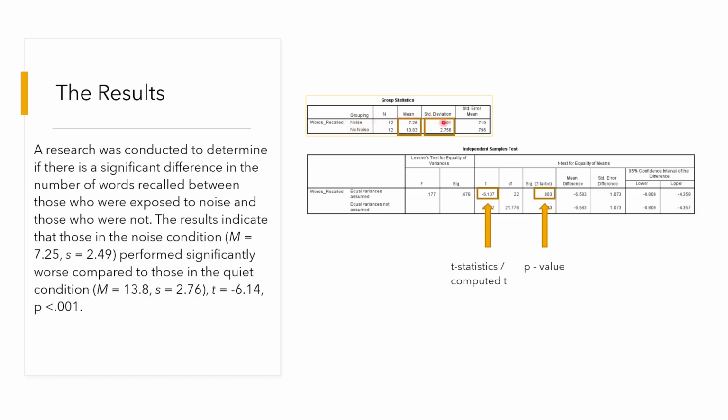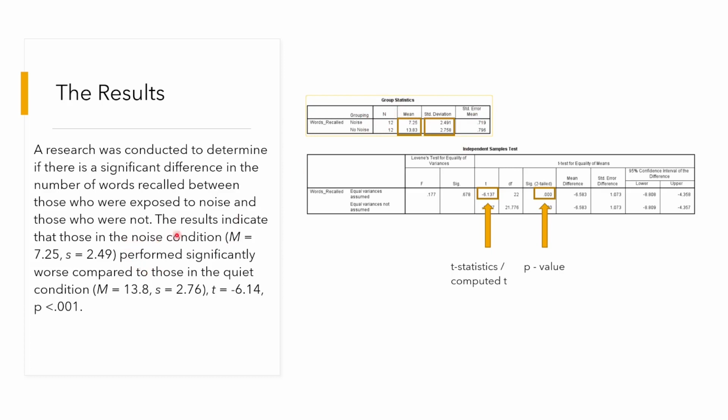Okay, so with that being said, we can now report the results of the analysis. Here is the report that I was able to prepare ahead of time. A research was conducted to determine if there is a significant difference in the number of words recalled between those who were exposed to noise and those who were not. The results indicate that those in the noise condition... after you mention the condition or the group, it's best to right then and there state the statistics. Particularly, we state the mean and the standard deviation value for that group. In this case, I got the mean and the standard deviation value of the noise condition from this table.